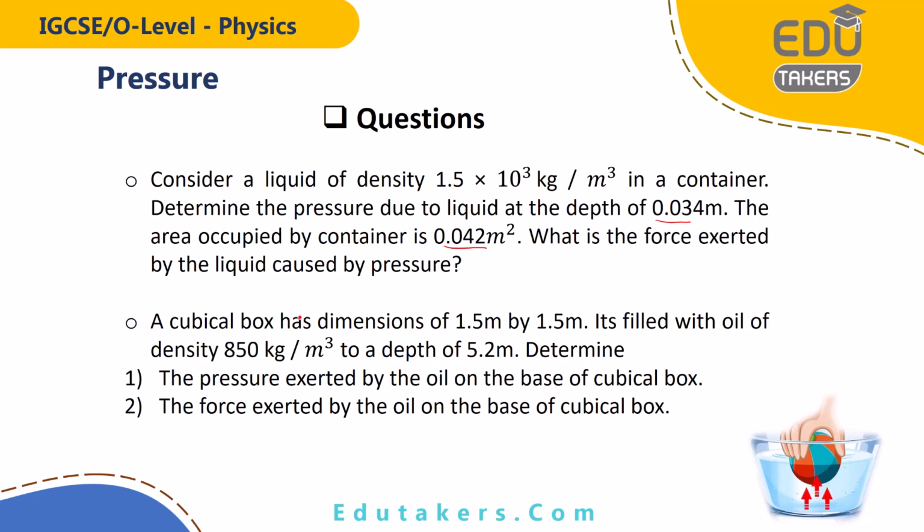Next question is that a cubical box has dimension 1.5 meter by 1.5 meter. It's filled with oil of density 850 kg per meter cube to the depth of 5.2 meter. Determine part 1, the pressure exerted by the oil on the base of the cubical box. Part 2, the force exerted by the oil on the base of the cubical box. Here you need to calculate the pressure as well as the force.